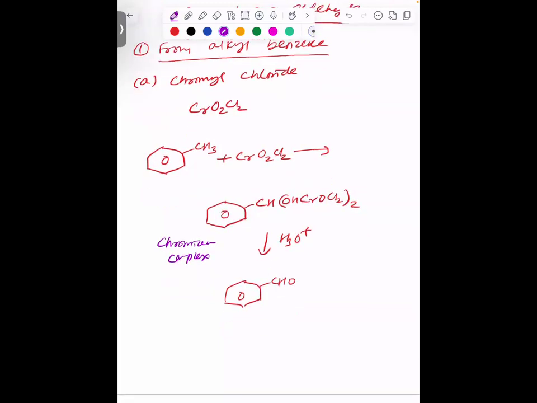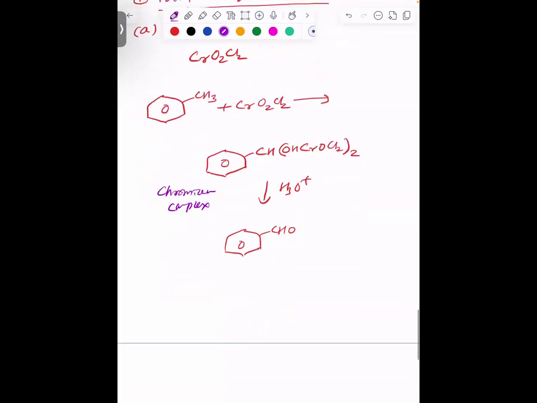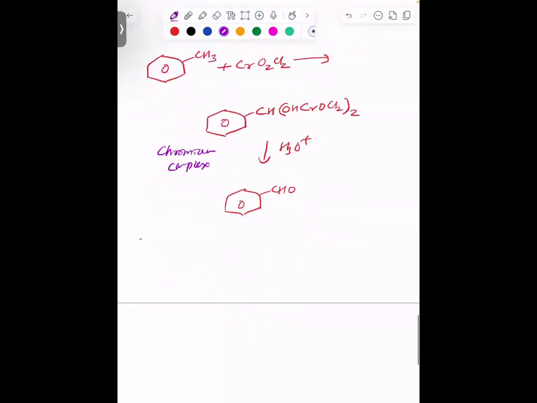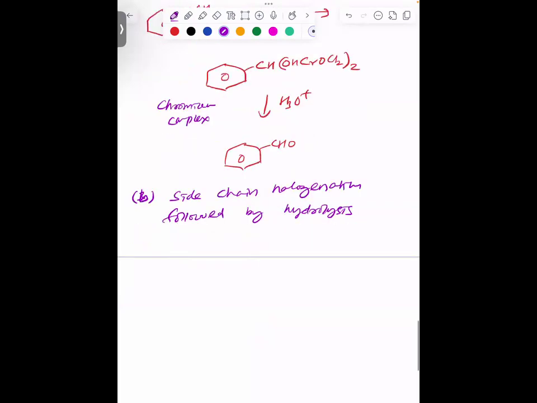So here we will see that from alkyl benzene or toluene there are three methods to prepare aldehyde. So next is side chain halogenation followed by hydrolysis. Write down side chain halogenation followed by hydrolysis.